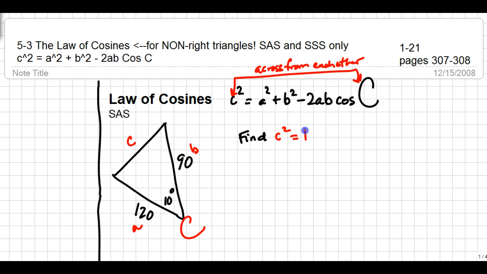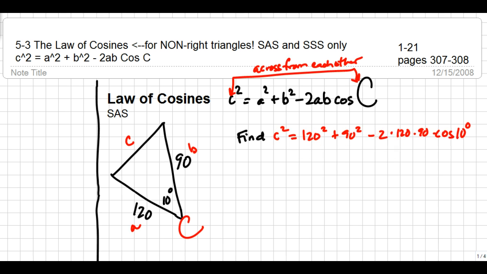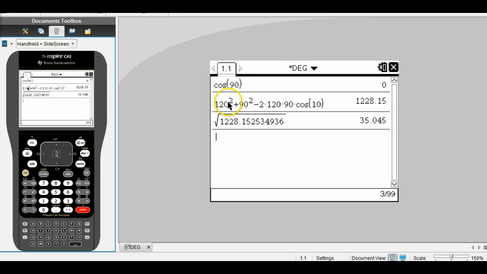So when I plug in the numbers here, I'm going to say 120 squared plus 90 squared minus 2 times 120 times 90 times cosine of 10 degrees. Make sure you're in degree mode on your calculator, and you would literally just type in everything you just wrote in one big long strip on your calculator. So let me show you what I mean. Here's my calculator. I'm in degree mode, and I typed in 120 squared plus 90 squared minus 2 times 120 times 90 times cosine 10. I typed all that in and hit Control Enter to get a decimal answer.